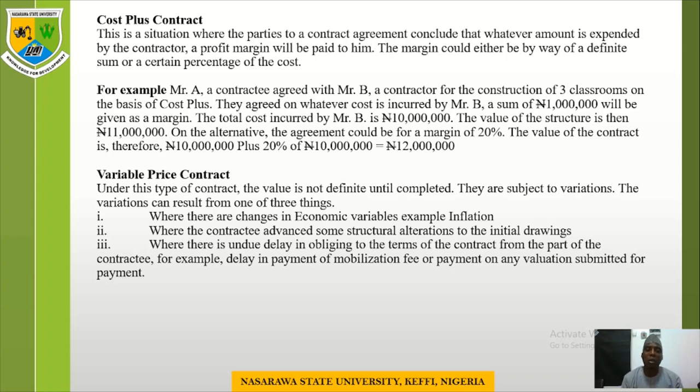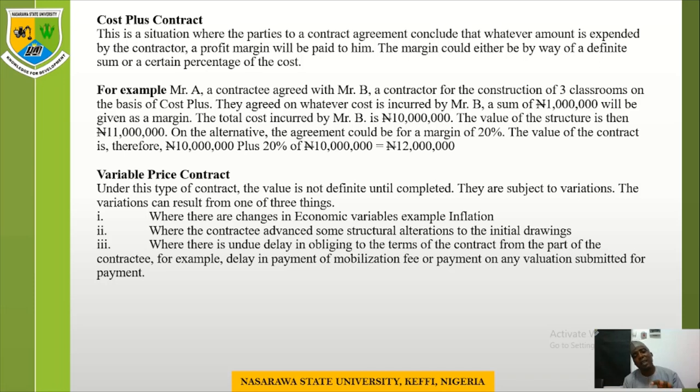One, where there is a change in economic variables, for example inflation, which is one of the conditions that will lead to the contract being considered under a variable price contract. The second condition is where the contractee makes some structural alterations to the initial drawing. The third condition is where there is undue delay in fulfilling the terms of the contract on the part of the contractee, for example delay in payment of mobilization fee or payment on any valuation submitted for payment.